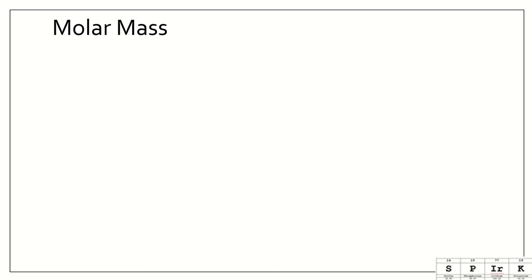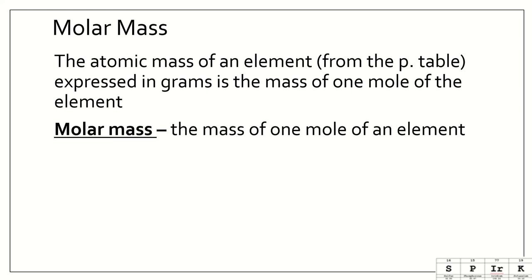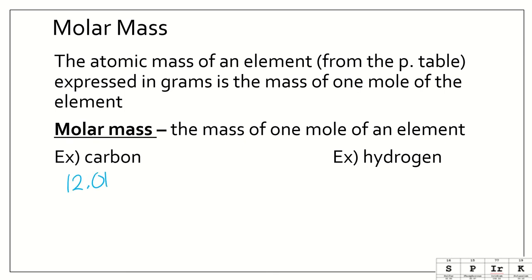The last thing we're going to talk about in this video is molar mass. The atomic mass of an element from the periodic table is expressed in grams, and that is the mass of 1 mole of the element. So the molar mass is the mass of 1 mole of that element. For example, carbon is 12.01, and we used to say AMU, but now we know that 12.01 grams is 1 mole of that element. So 12.01 grams equals 1 mole.